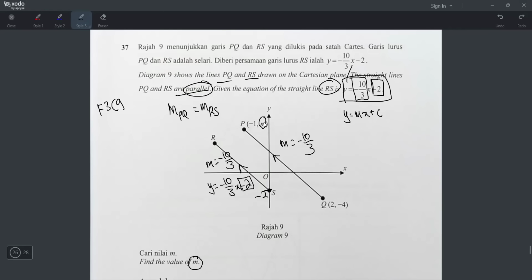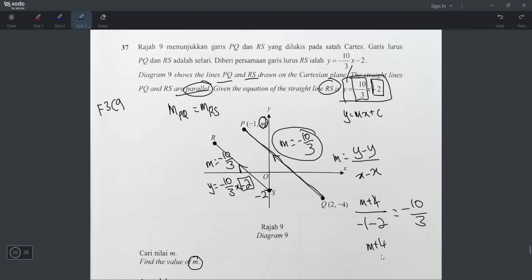All right, so how to find m? Referring to this m, the information I have regarding this line is the gradient. And the gradient actually comes from this line's gradient because they are parallel, the same gradient. So just use the gradient formula, y minus y over x minus x. So m minus negative 4 becomes m plus 4, and then negative 1 minus 2, and the gradient is negative 10 over 3. So m plus 4 over negative 1 minus 2, which is negative 3, equals negative 10 over 3.